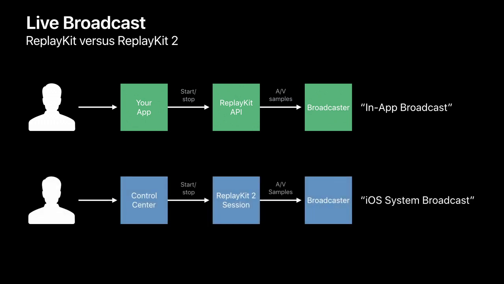What was new with ReplayKit 2 is that instead we have the entire system in effect being broadcasted. How this works is the user would initiate that broadcast from within the Control Center. This is where they start and stop the broadcast. That begins a system-wide ReplayKit 2 broadcast session. And thus, audio and video samples, again, go to the extension and are uploaded to the service. Conceptually, this is the difference between the two.